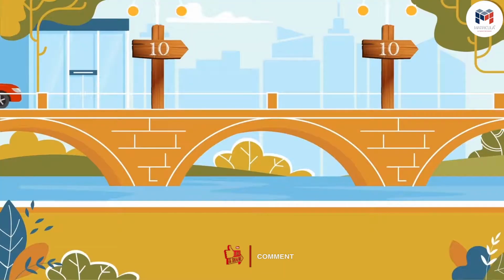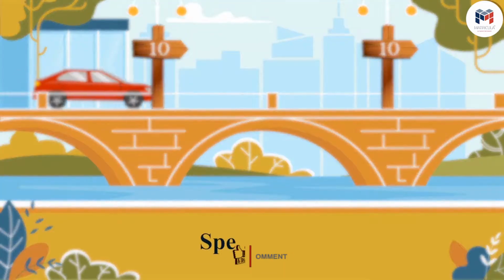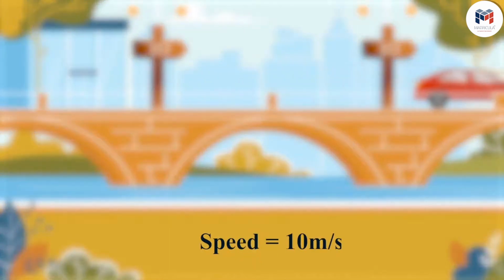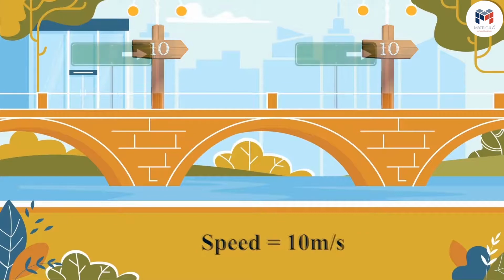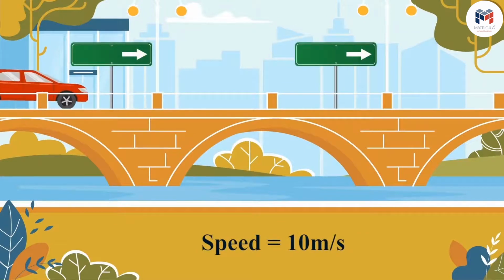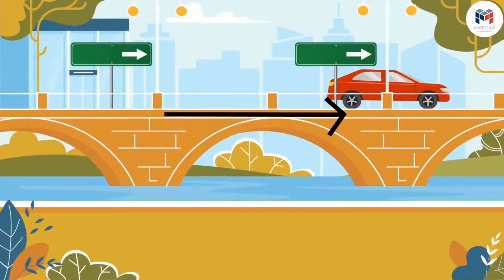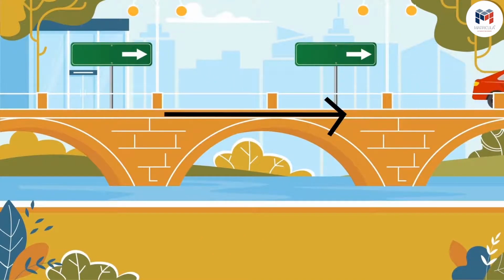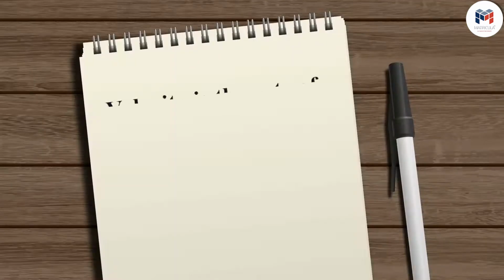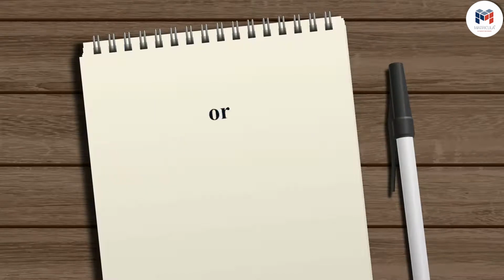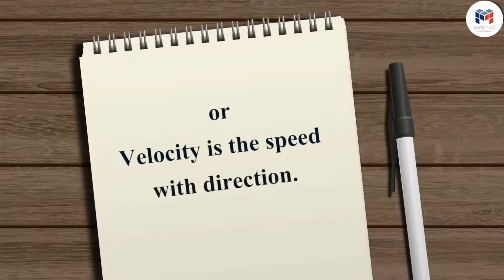Let's start by considering an object moving at a certain speed, let's say 10 meters per second. Now, along with the speed, if we specify the direction of motion also, then the whole quantity is known as velocity. Velocity is the rate of change of displacement of an object. Or simply, velocity is the speed with direction.